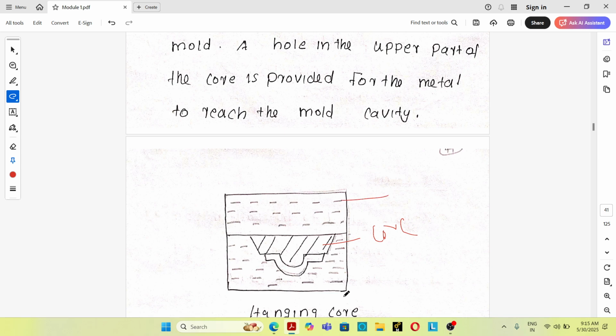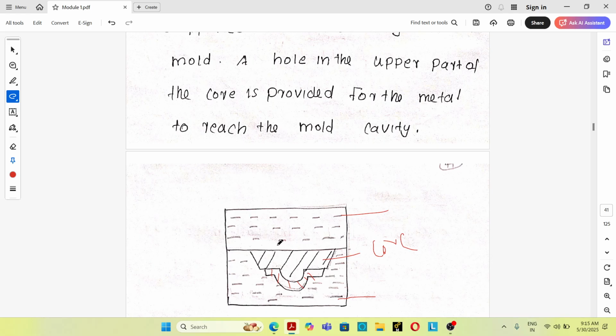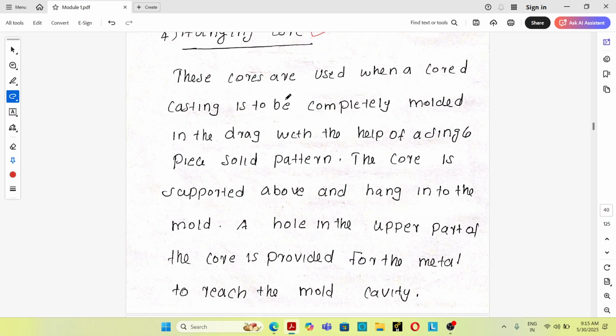This is the cope portion and this is the drag portion. In this case, the entire casting is molded in the drag portion of the sand casting mold. And this is the hanging core, which is hung in the cope portion of the mold. These cores are used when a cored casting is to be completely molded in the drag with the help of a single piece solid pattern. The core is supported above and hangs into the mold.